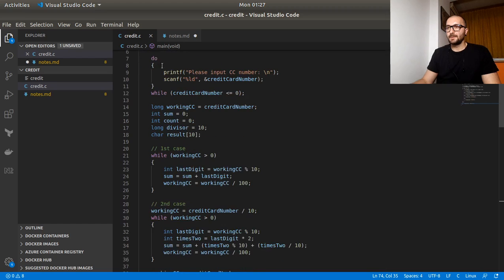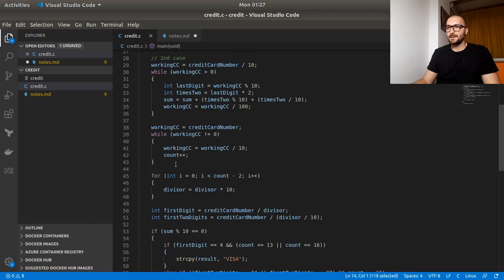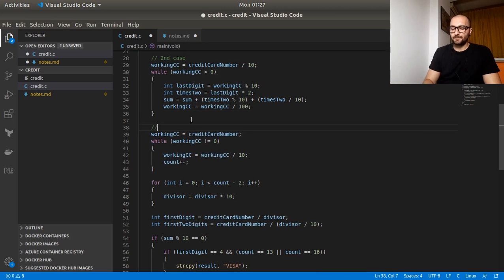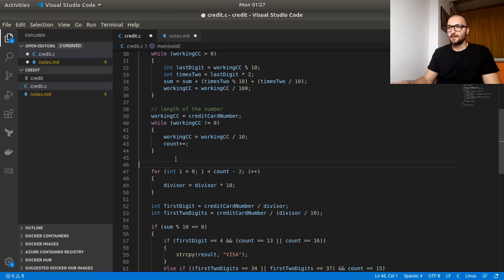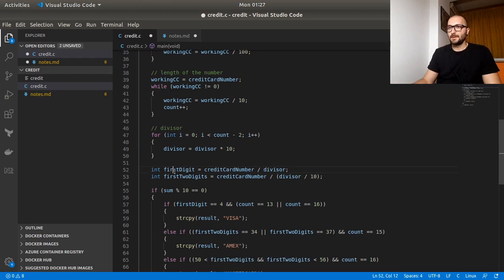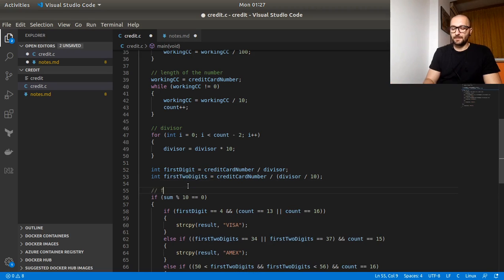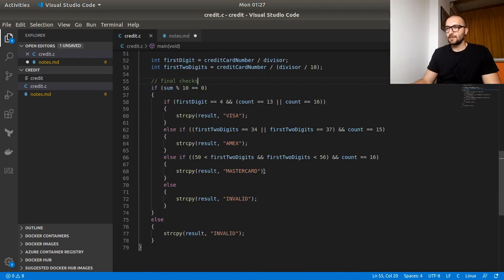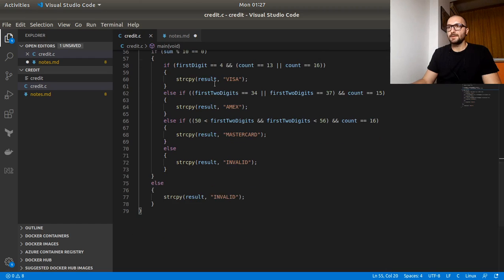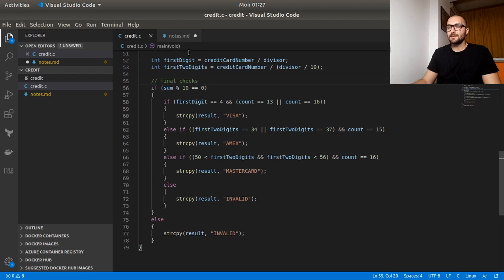So again, here we have the scan, the variables, the first case, the second case, then we get the count, length of the number, then we get the divisor. Then we get the first digit and the first two digits, and here we have the final checks. So I hope this is right. I'm probably going to see errors if we missed anything, and I hope this makes sense. So basically that's what we did.